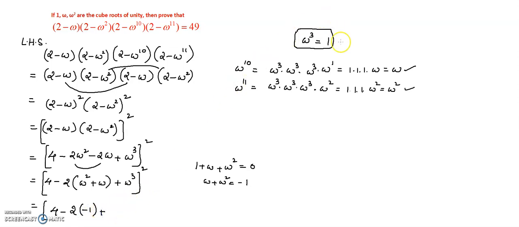Plus we know the product of cube roots of unity is 1, so omega cube value we can write as 1, whole square. So we have 4 minus 2 into minus 1, which is plus 2, plus 1 whole square. So this makes it 4 plus 2 plus 1, which is 7. 7 square is equal to 49, our required value on the right hand side.